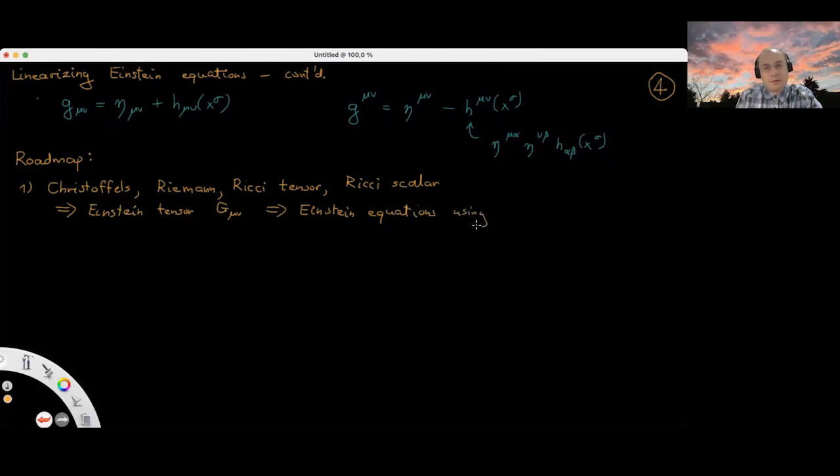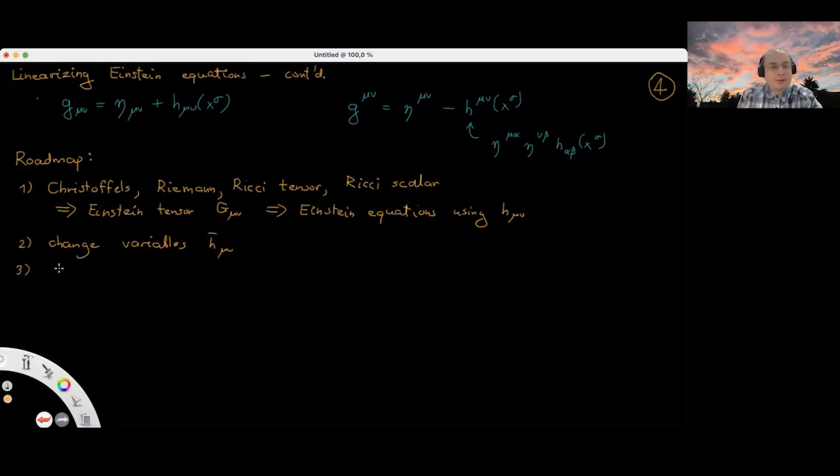Using H mu nu as our variable. Then in the second step, we'll make a variable change. We'll change variables. It turns out that there is a very clever choice of variables to something called H bar mu nu, which simplifies the equations, although not as much as we would like.